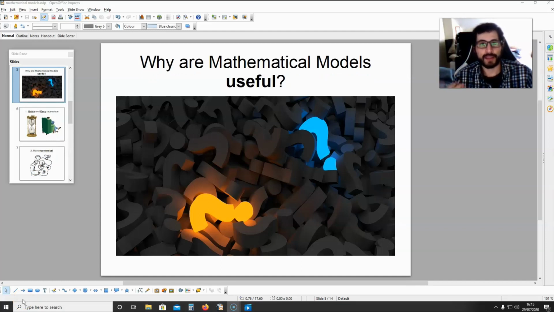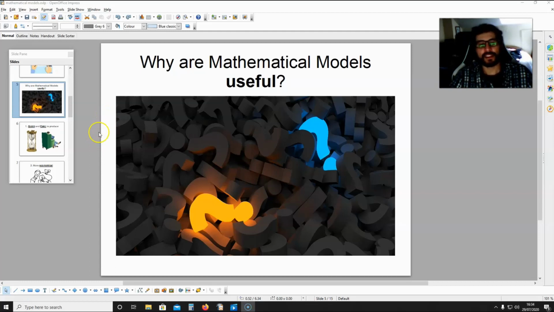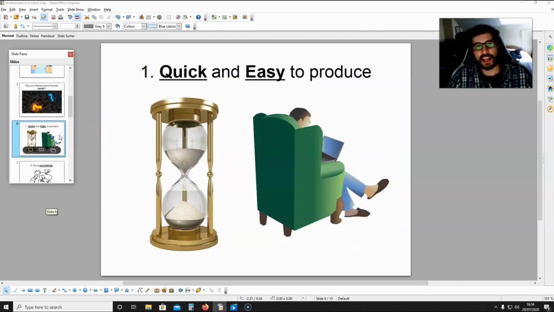Okay, so I described in basic terms what a mathematical model is. Now I'm going to explain why a mathematical model is useful. So let me start off with number one. A mathematical model can be quick and easy to produce. For instance, you don't have to build a real building to see how people are going to move around it if you have really good models.